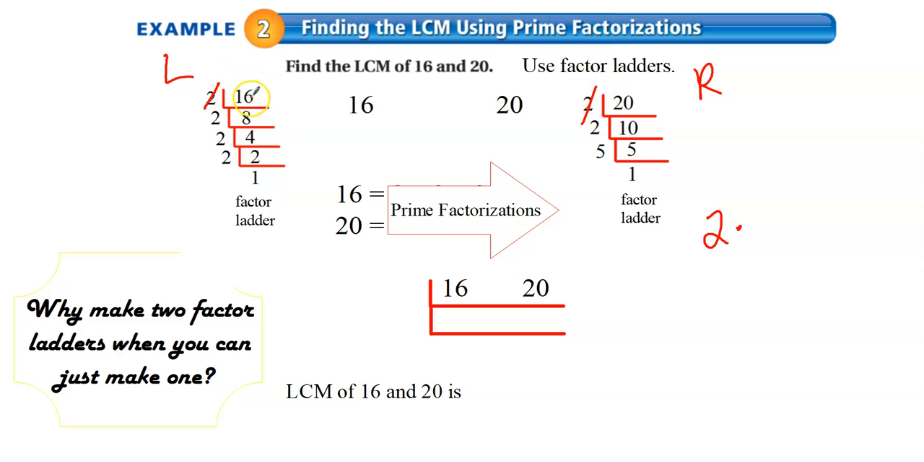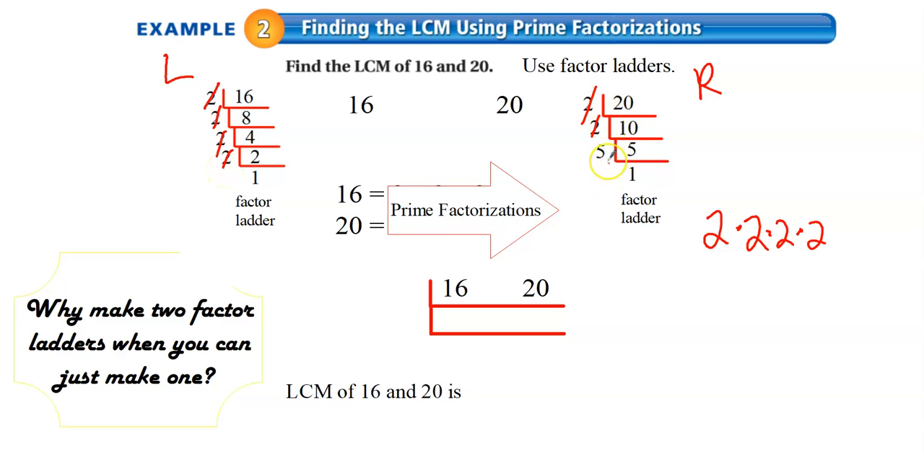Then I go back to the person on the left, and I go, ooh, they have another 2. I want that one. I write down that 2. The person on the right has a 2. Guess what? I already have that, so I'm good. Then I go back to the person on the left, and they have another 2. I need that one. I'm going to multiply by that one. They have a second 2, I'm going to multiply by that one. Now I'm not going back to this guy until I'm done with all the 2s.